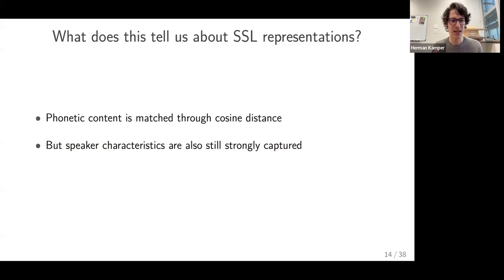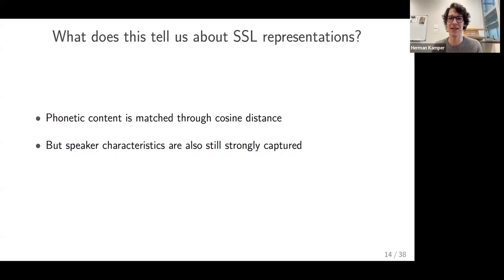And so what can we say for sure about self-supervised representations? I think we can say two facts for certain. The first is that phonetic content is matched through cosine distance. What I mean is, when I take one of my SSL frames and try to find the closest target SSL frame, those two frames will contain the same phonetic content, or at least similar enough phonetic content that I can get intelligible speech out that matches the original content of the input. So that's fact one, and I think that's true.